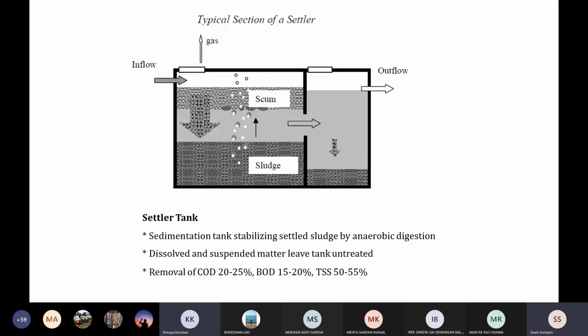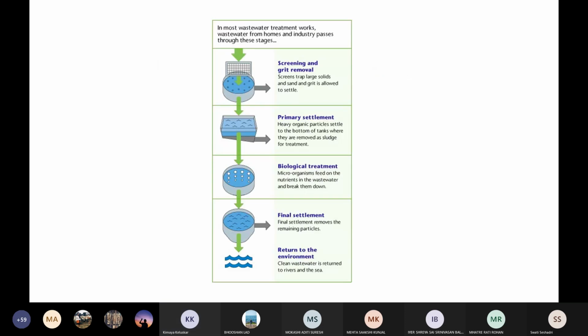Yeah. So this is a crude way wherein you have the screening or the grit removal. Then you have the primary settlement tank. Then there is a biological treatment and then there is a final settlement. Now, the screening and the grit removal is mainly in terms of the wastewater which is the grey water, the water that comes from your wash basins and your kitchen sink. Even the urinal water is not considered grey water, it comes under black water.